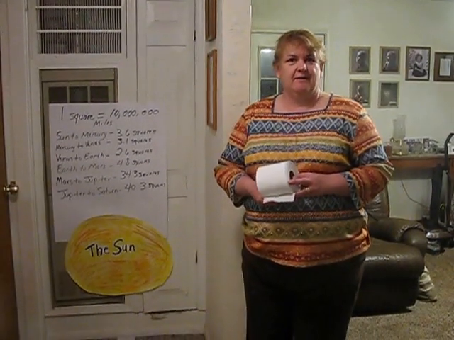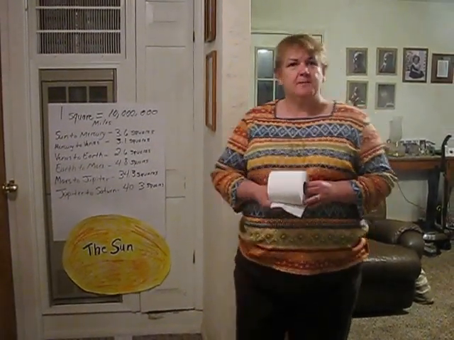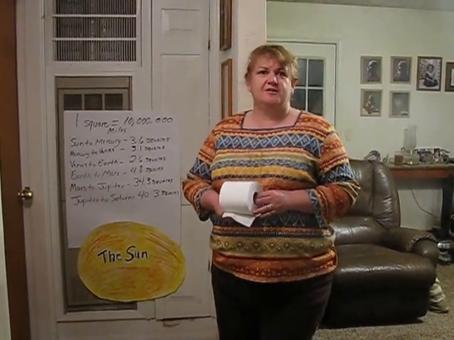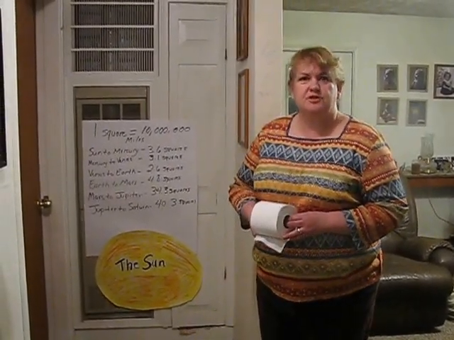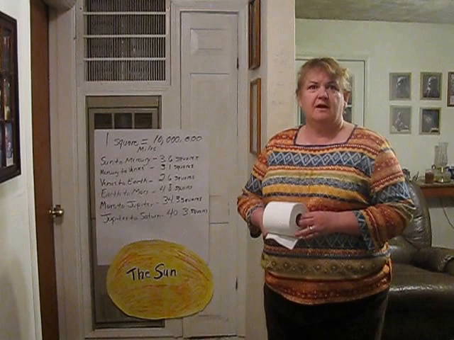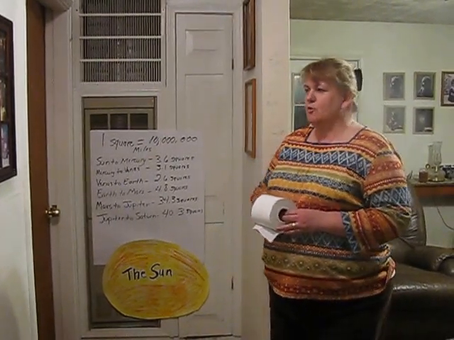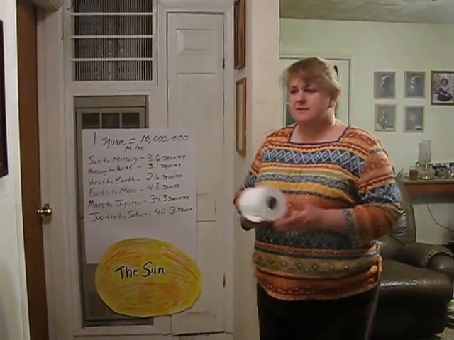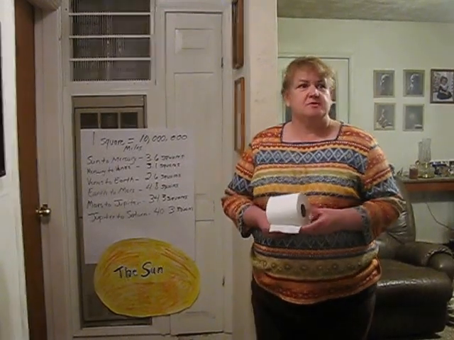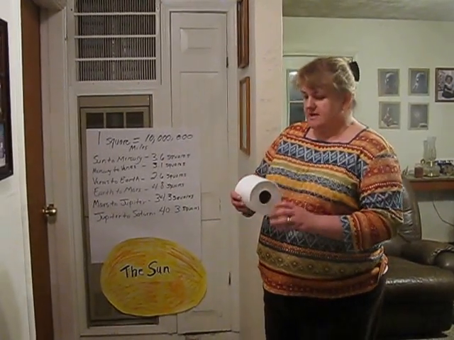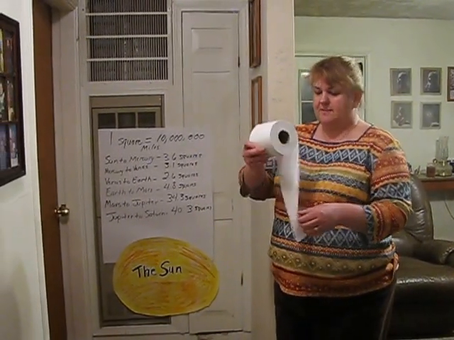Hi, I'm Carrie Merritt, and I am going to do experiment number 4 on page 159 of our textbook. It's very difficult for children to understand the scale of our planetary system. So one way we can explain this to them is to give them some sort of scale. So this experiment involves a roll of toilet paper.